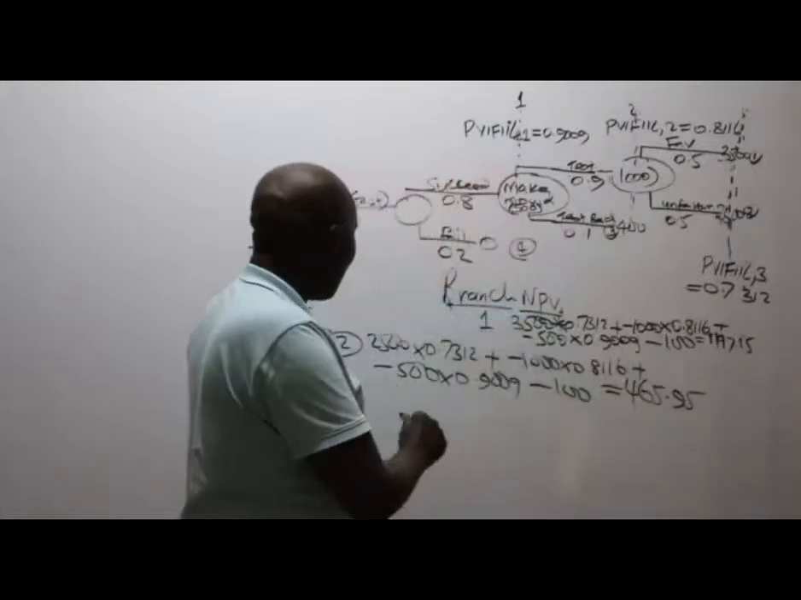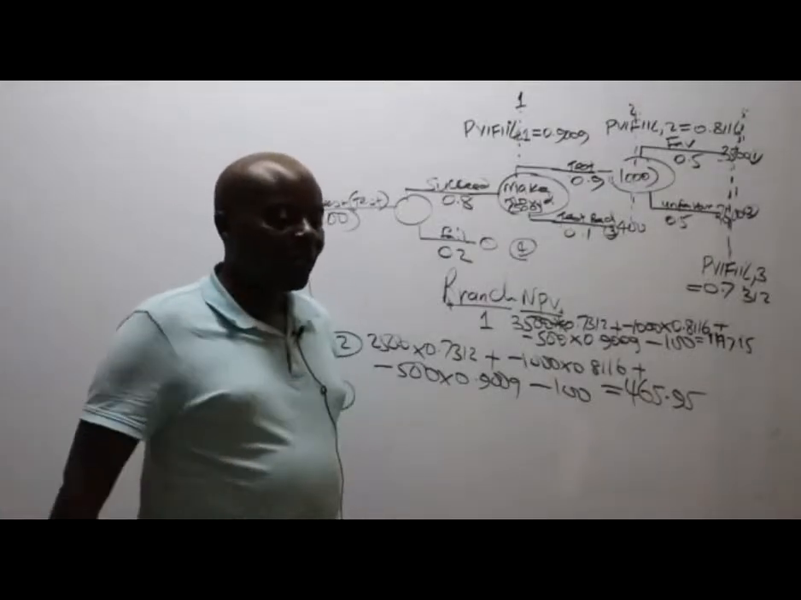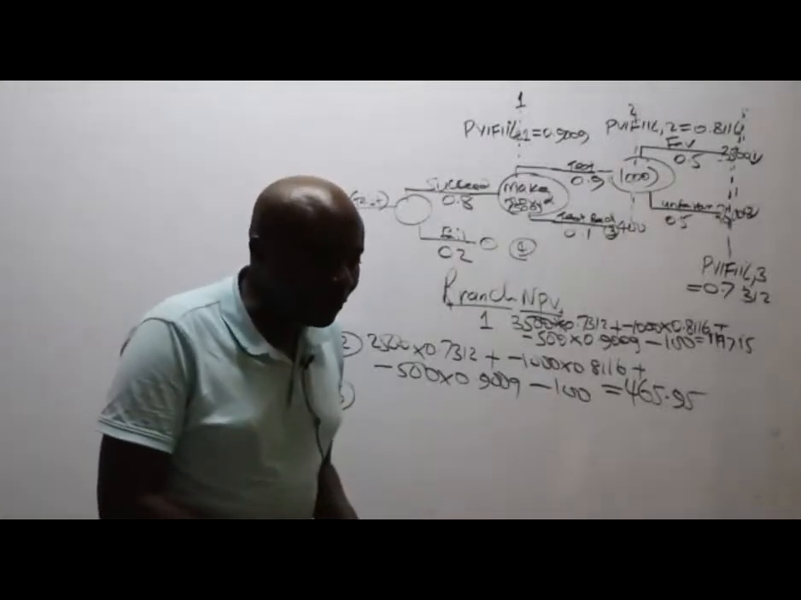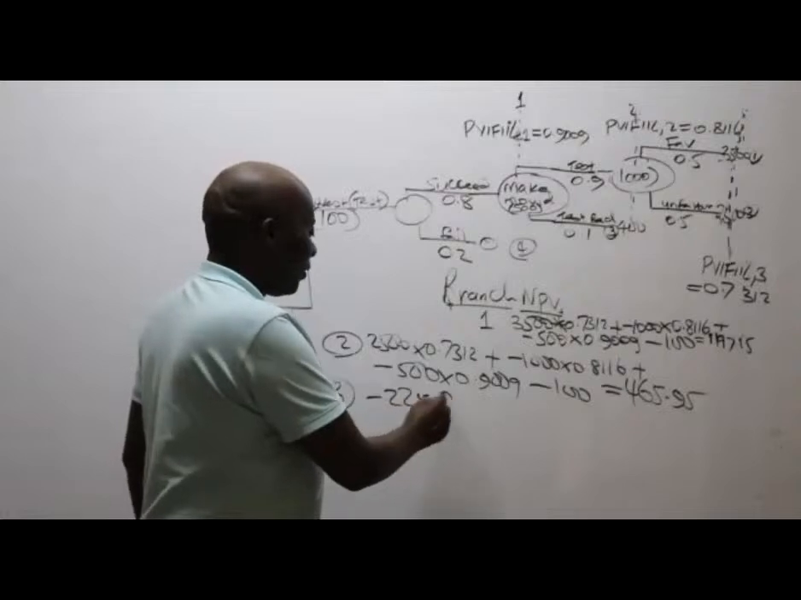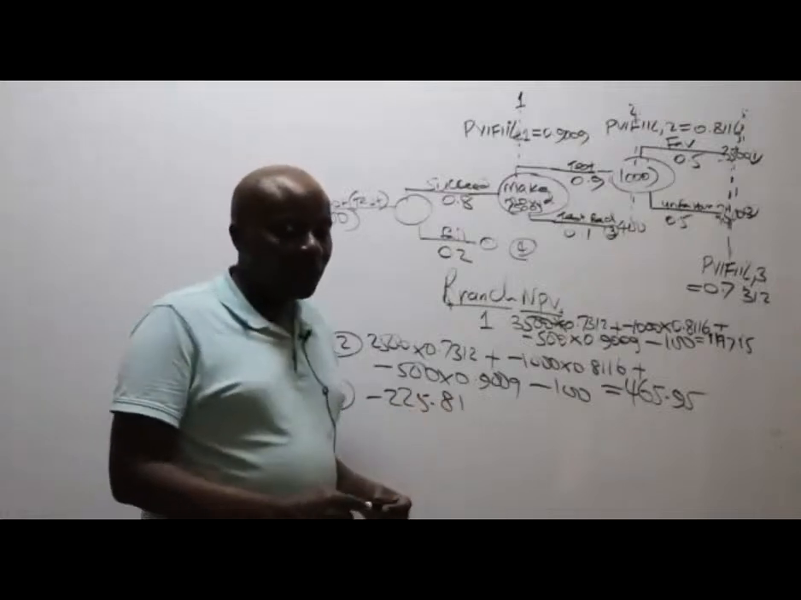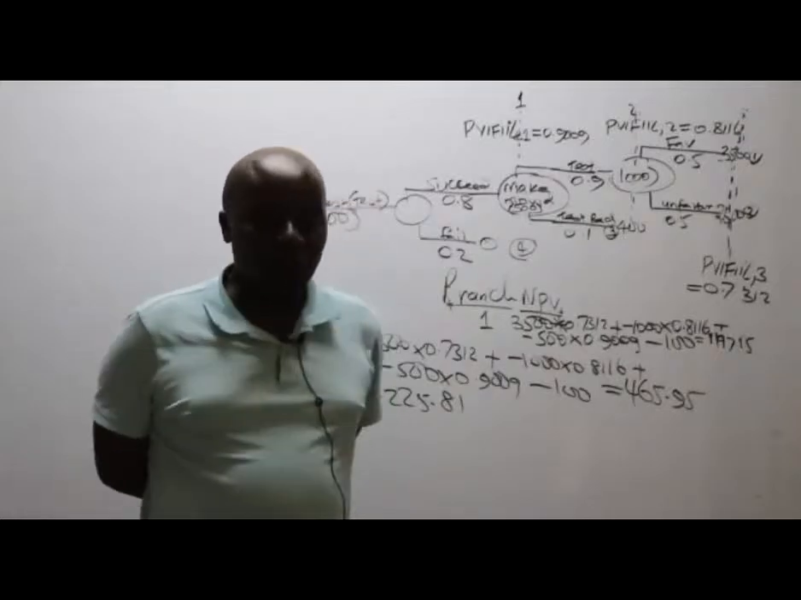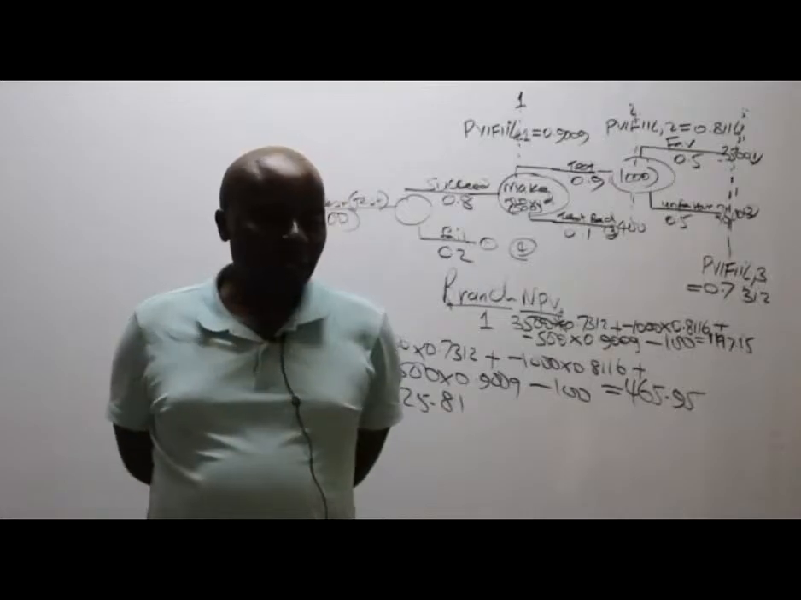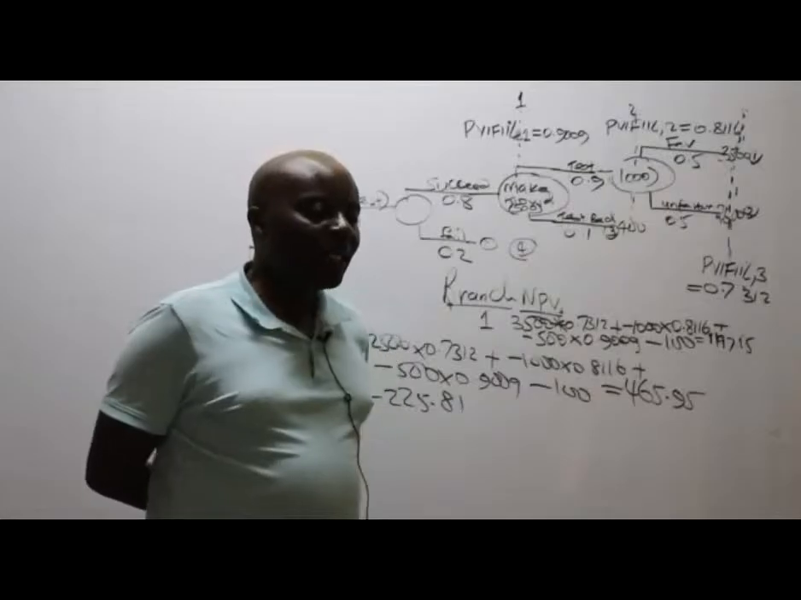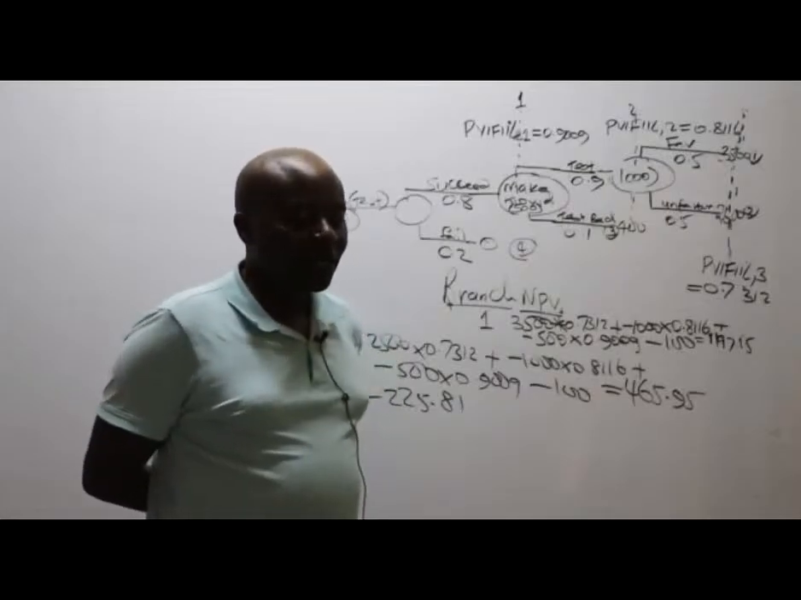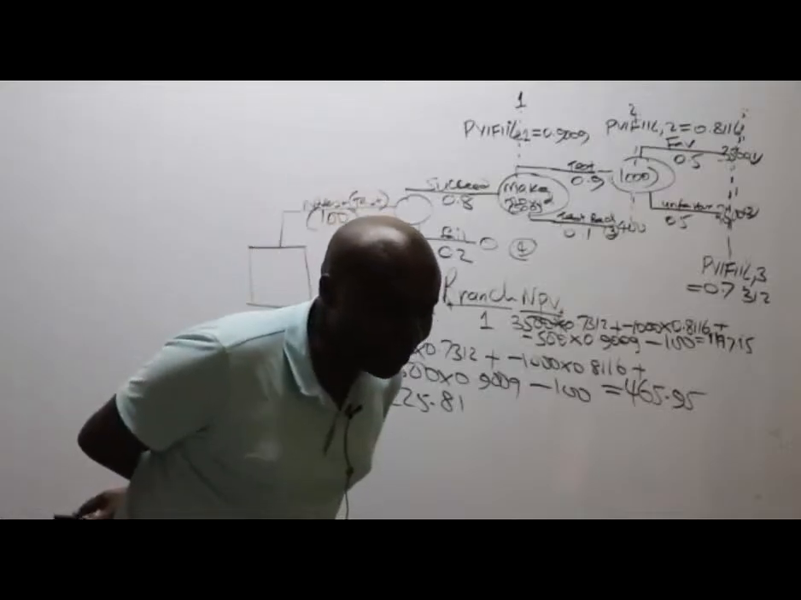Could you kindly now go to branch number 3 and give us a figure. For the third branch, I'm being given a figure of minus 225.81. Is there someone else who is able to get this figure, minus 225.81? Yes, I can see so many of them are getting this figure. Lucy is not getting it. How did you reach that?